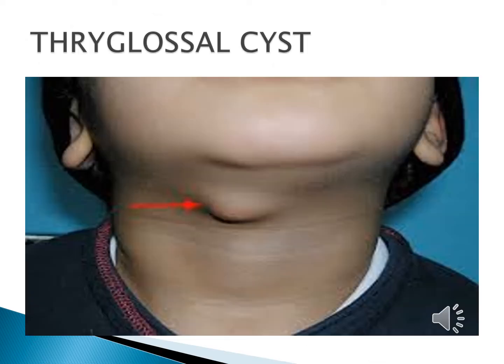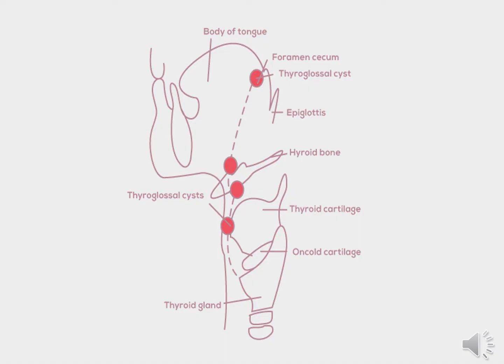This picture shows you exactly this neck swelling that is situated here in the upper part of the neck. It was diagnosed as a case of thyroglossal cyst. To suspect any swelling presented from the base of the tongue downward, that's shown in this diagram. This is the foramen cecum, and here there is a thyroglossal cyst.